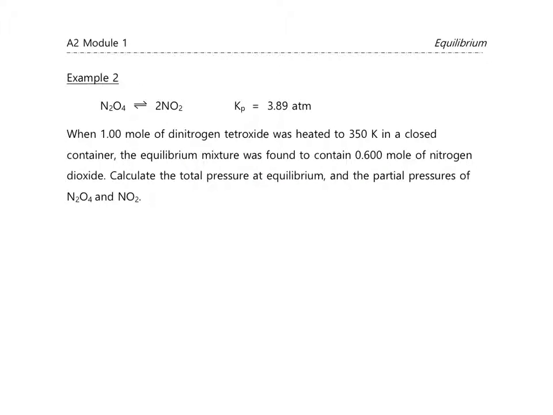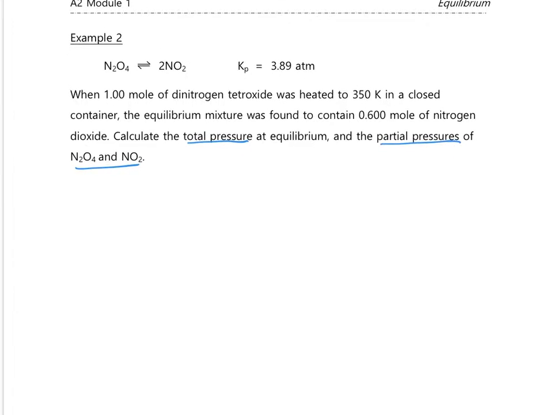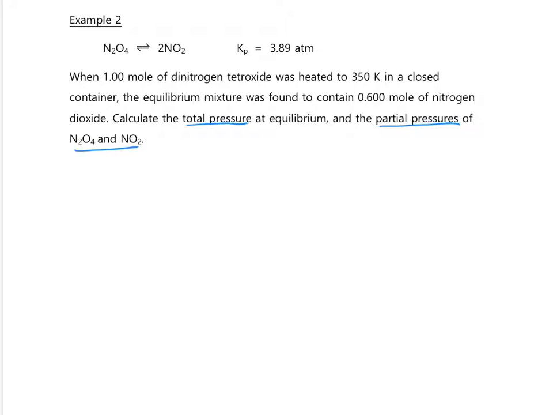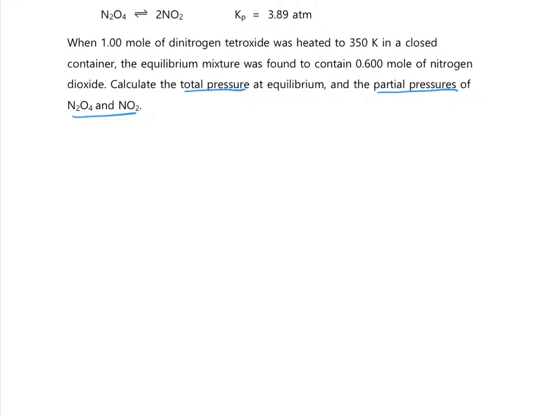This second example is exactly the same. The only difference is that it asks us for the total pressure and also the partial pressures of dinitrogen tetroxide and nitrogen dioxide. We'll do it in exactly the same way: work out our total pressure first and then use this to find our individual partial pressure values. The first thing we're going to do is write our equation, and then we can write all our working out underneath.